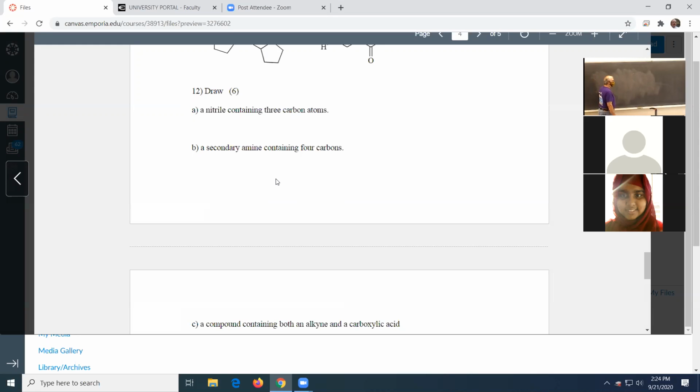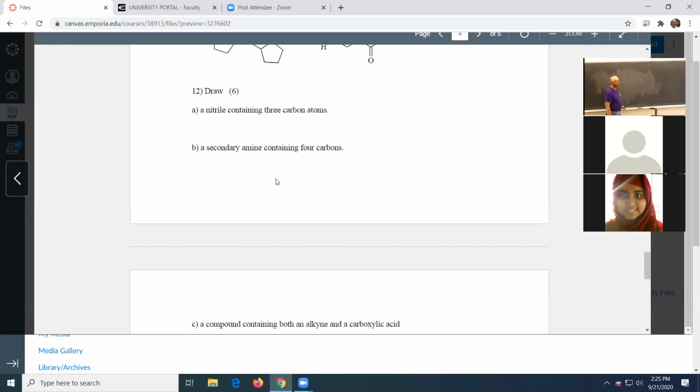Secondary amine with 4 carbon atoms. If you didn't draw a secondary amine, I did give you some slack on that. Okay, here's one possible. That'd be a secondary amine. Here's another. That would also be a secondary amine. Nitrogen's directly bonded to 2 other carbons. And then there's more possible correct answers.